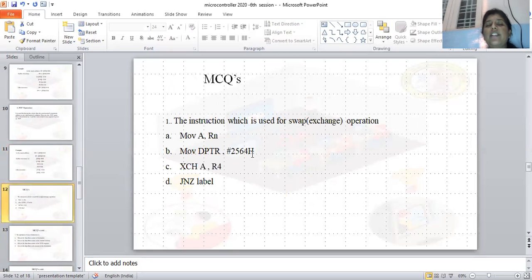Consider the multiple choice questions. The instruction which is used for the swap operation, that is the exchange operation: MOV A, Rn; MOV DPTR, #2564H; XCH A, R4; JNZ label. The answer for this question is XCH A, R4.